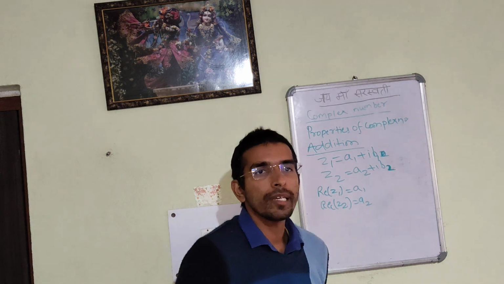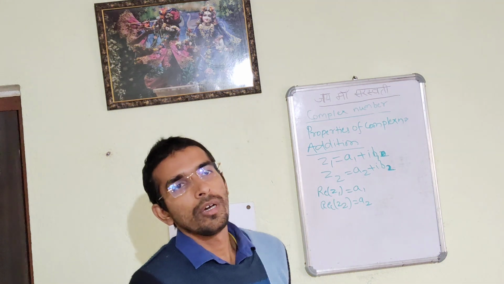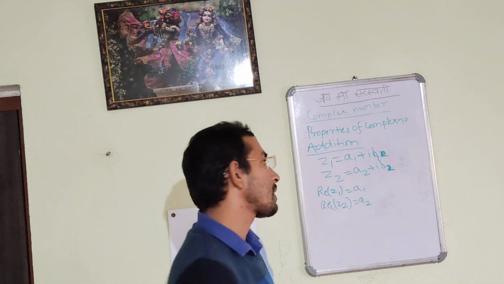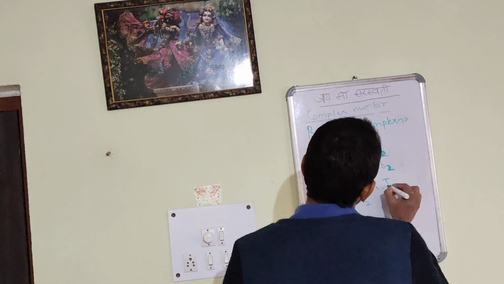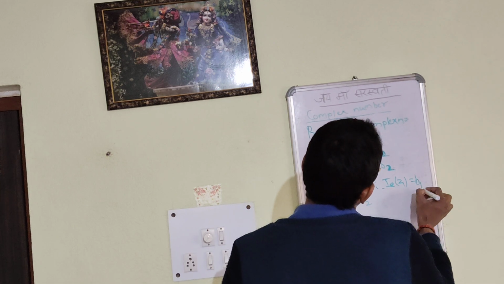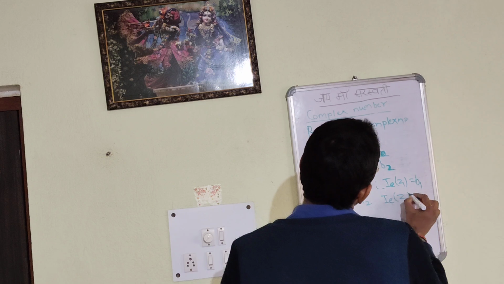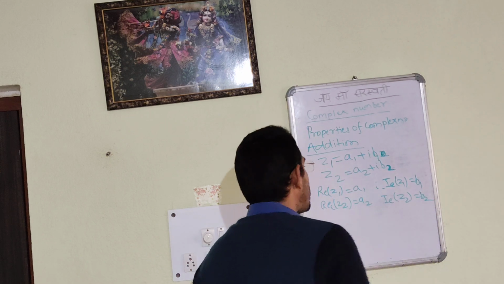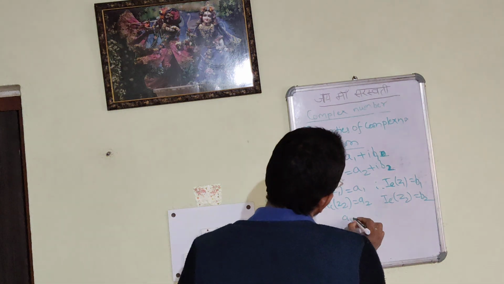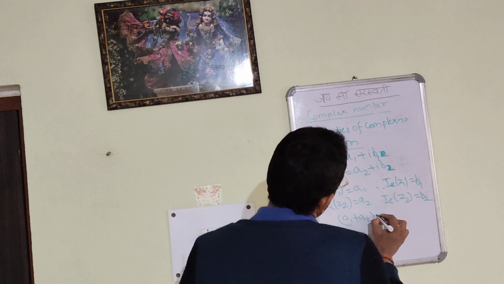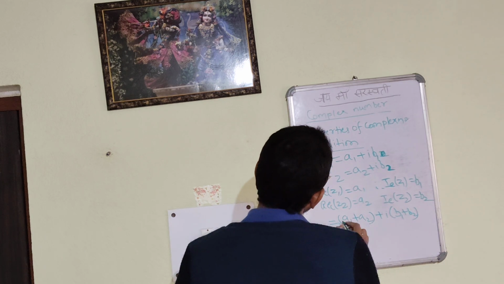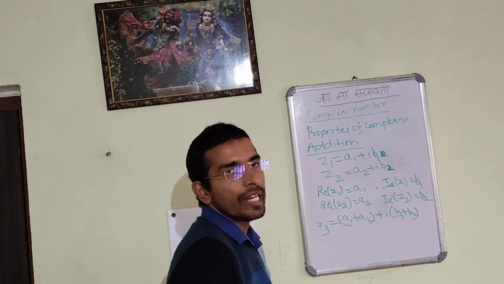So we have to add the real components of the complex number in both the cases, and the imaginary components in both the cases. So the imaginary part of z1 is equal to b1 and the imaginary part of z2 is equal to b2. When we are adding, it will be a1 plus a2 plus i times b1 plus b2, and it is a new number which will be entitled as z3.